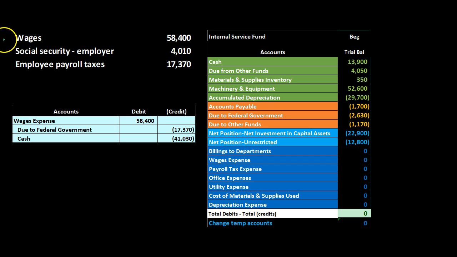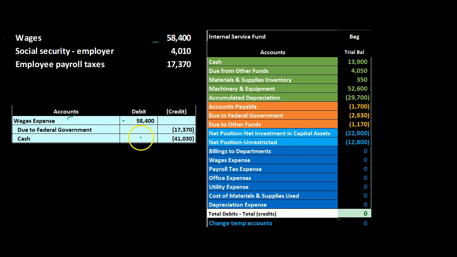So we're going to say the wages then is going to be an expense. We're going to debit the wages just as we would in a for-profit type of organization. You'll note the term expense as opposed to expenditures because we are using an accrual basis as opposed to a modified accrual basis, because the internal service fund is an accrual-based fund, it being a proprietary fund as opposed to other funds like governmental funds.